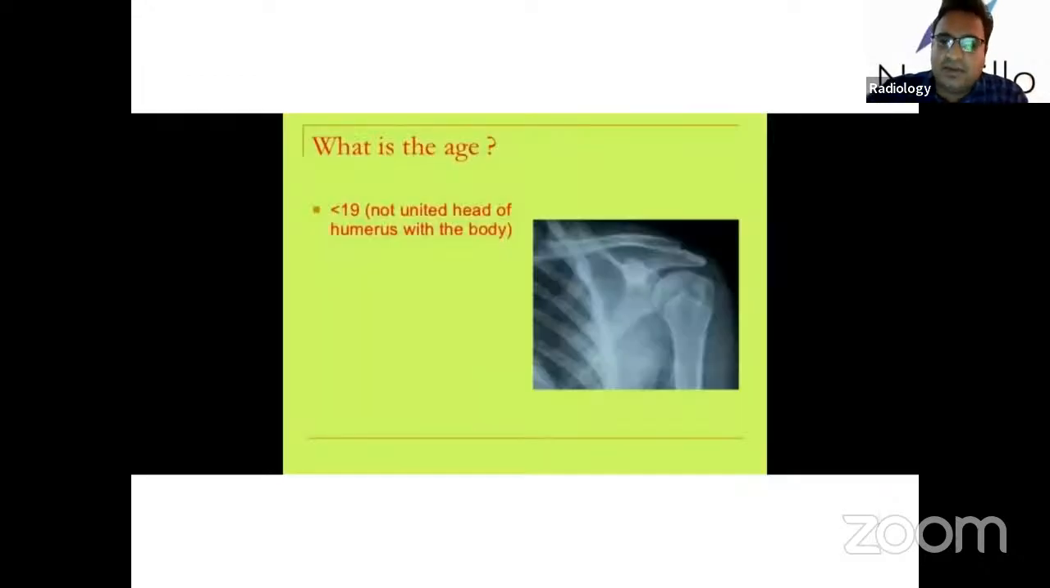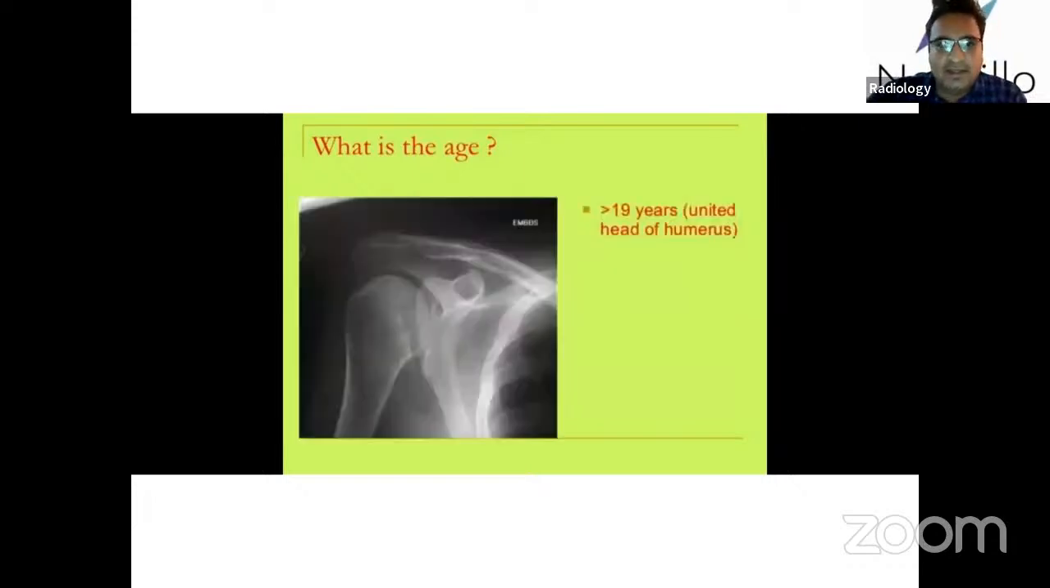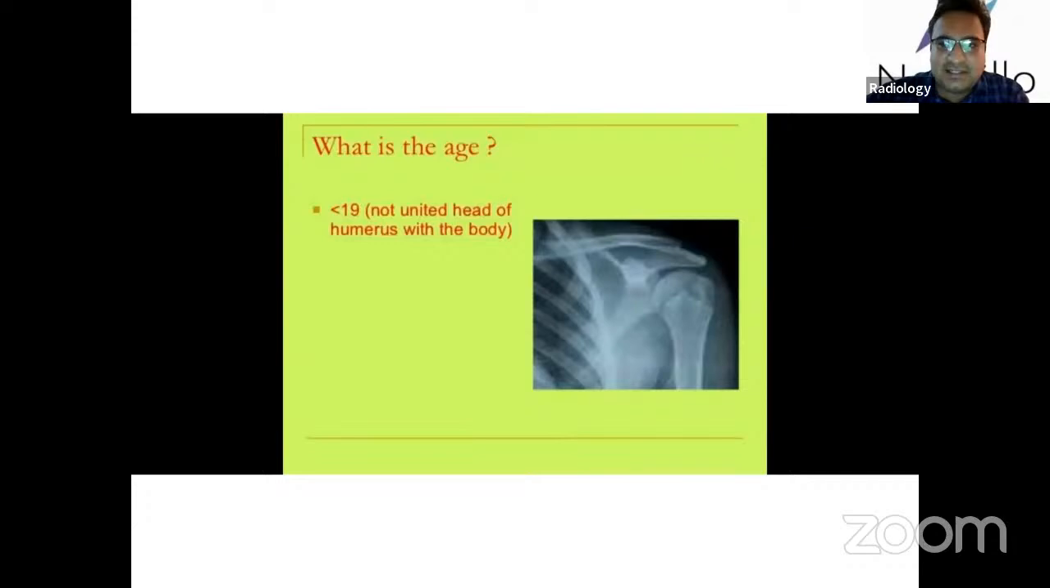So what are we going to comment? We are going to say that the age will be less than 19 years. Okay. Now look at this. You got an X-ray like this for the shoulder for age estimation, and they are asking you regarding the age. Now, compare this with this X-ray.